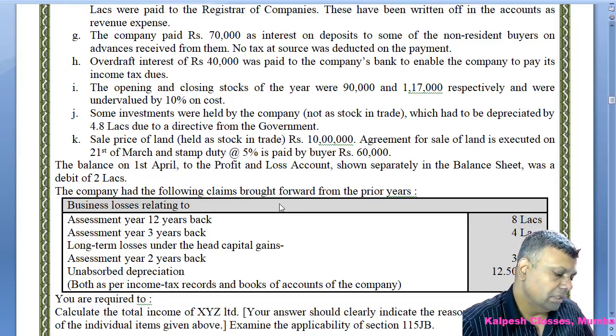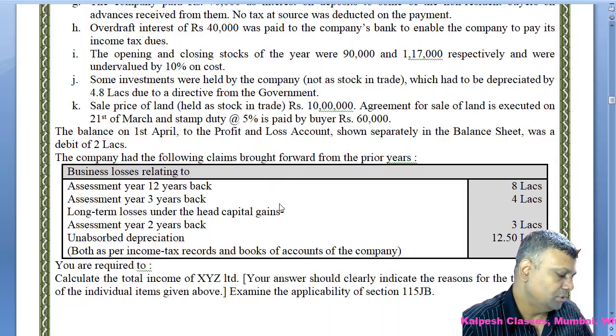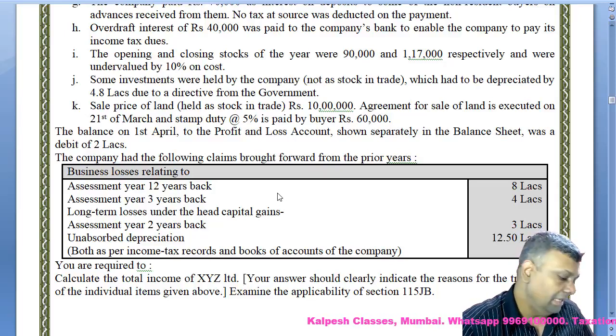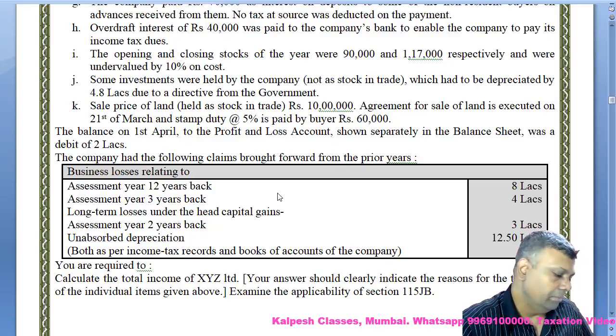2. The profit and loss account shown separately in the balance sheet was a debit of rupees 2 lakhs. The company had the following claims brought forward from prior years. Assessment year 12 years back, 8 lakhs, that is a business loss. Assessment year 3 years back, 4 lakhs, long-term losses under the head capital gains. Assessment year 2 years back, 3 lakhs. Unabsorbed depreciation is 12.5 lakhs, both as per income tax records and the books of accounts of the company.